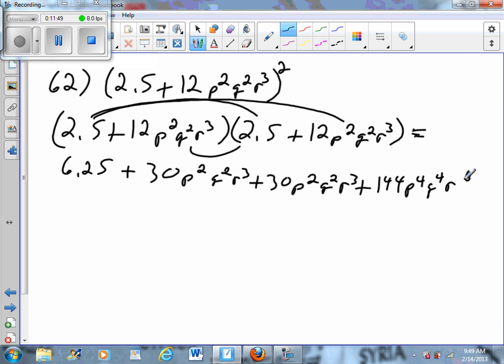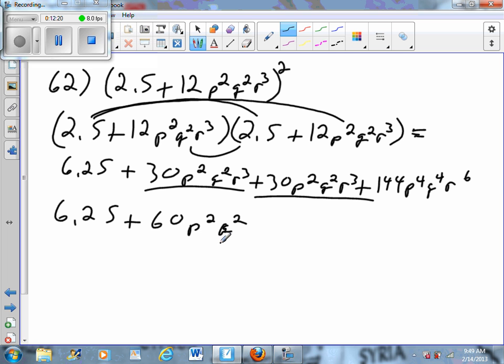All right? So it's the same process. Just because you have a decimal number in here and you have the second term, 12p squared, q squared, r to the third, three variables raised to different exponents, don't let that intimidate you. It's the same process. So your final answer, 6.25, your two outer and inner terms, the two middle terms in the process of multiplying here, they're like terms, so they get added together.